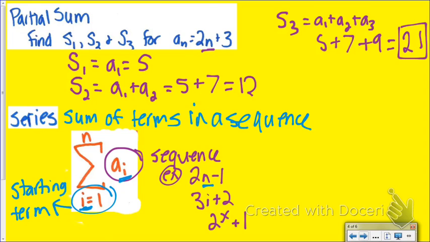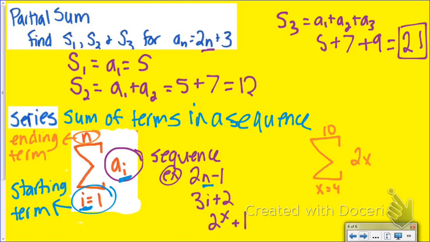Then the last possibility I have on here is this top number. That top number, that's my ending term. So the 3 components of a sigma are the actual sequence, the starting term, and the ending term. Okay, so for example, if I had a sigma like this with 2x, let's say I had x equals 4 at the bottom and a 10 at the top. What this sequence would mean is the sum of terms 4 through 10 of the sequence 2x.